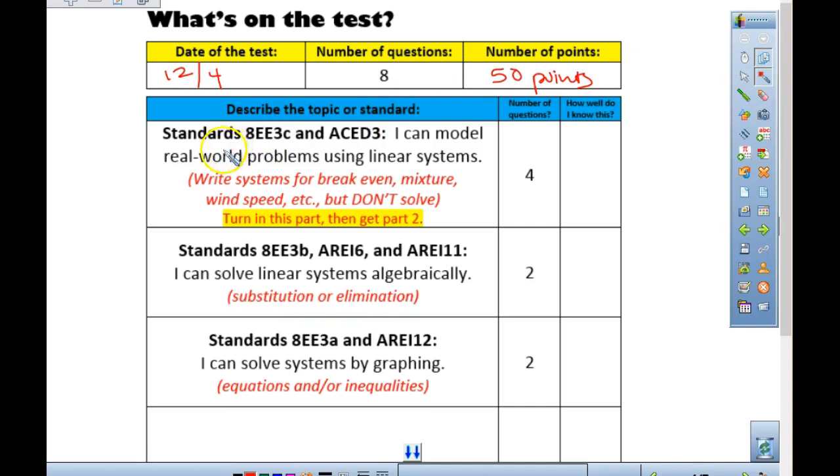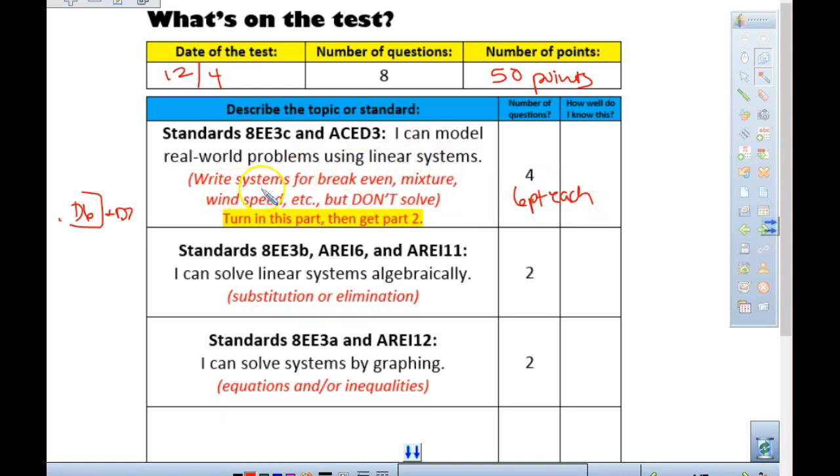The first standard is that I can model real-world problems using linear systems. To me, this is like your D6 writing equations, some of D7, where you have an inequality, okay? So it might be writing a story problem with an inequality. When I look at those 4 questions, they are worth 6 points each.